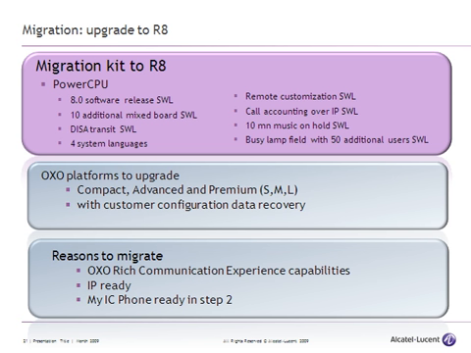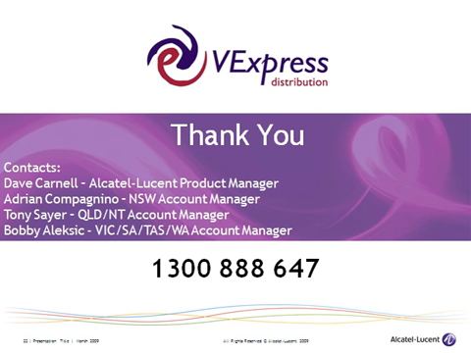There's various reasons why a customer may want to migrate to Release 8. One may be that they just like being on the latest release of software. They may want access to the new features on the OXO, such as the multimodal communicator client that was brought in the new release of the ECS. They may want to have the new multiple music on hold that's available from Release 8. They may just want to have an IP-ready PABX, and they don't currently. Or they may want to make themselves ready for the new MyIC phone when it comes out later in 2011.